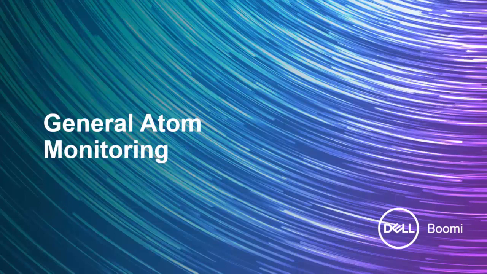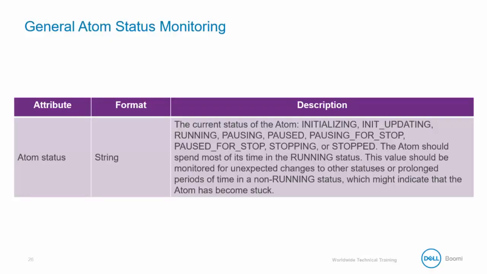Now we're going to take a look at runtime monitoring. The field names are specific to Zabbix, but other JMX monitoring tools will be able to display similar information as well. First is a general atom status field. This will allow you to see if the atom is stopped, updated, or running. The status should be running most of the time.